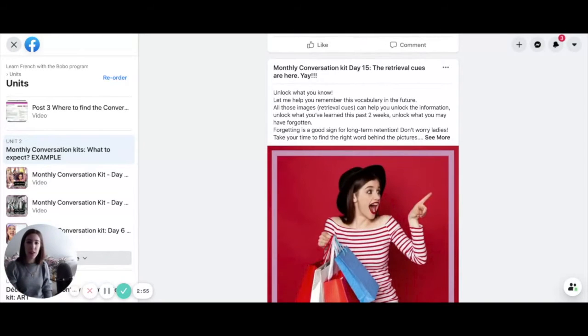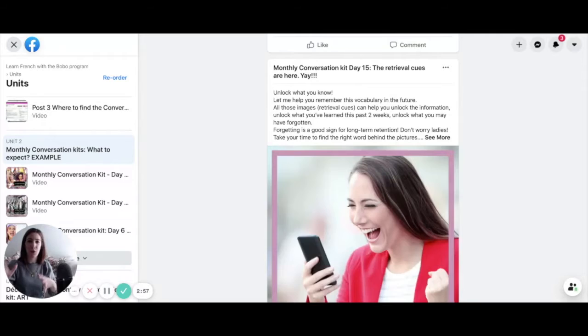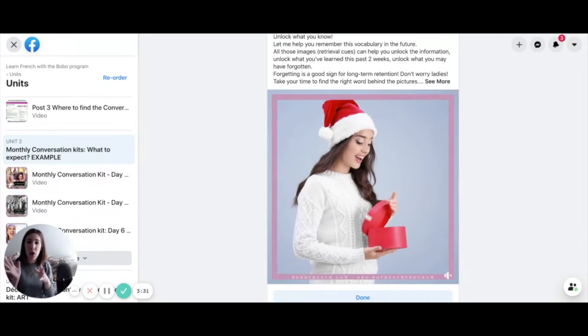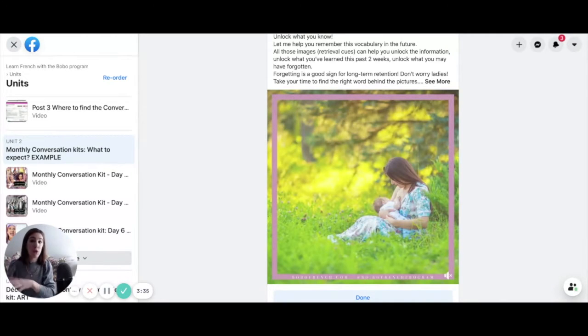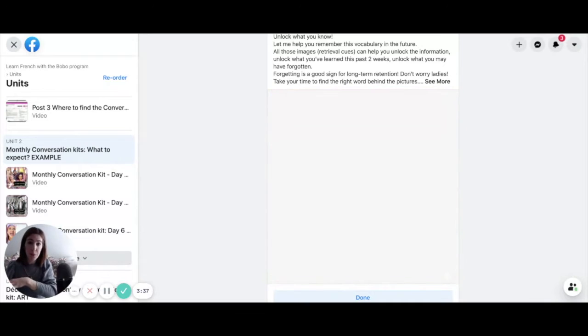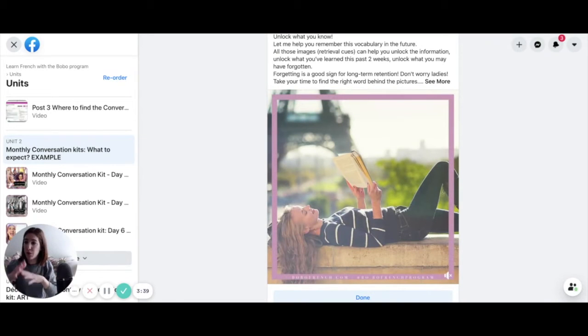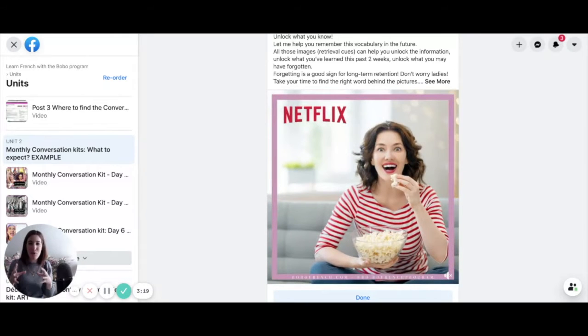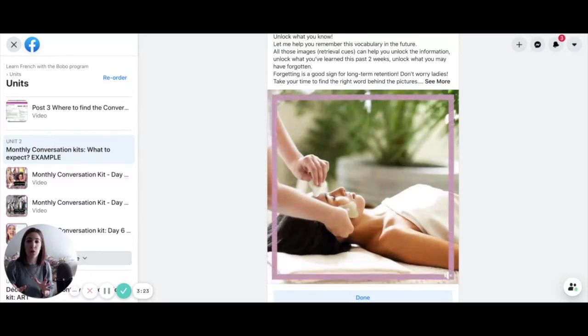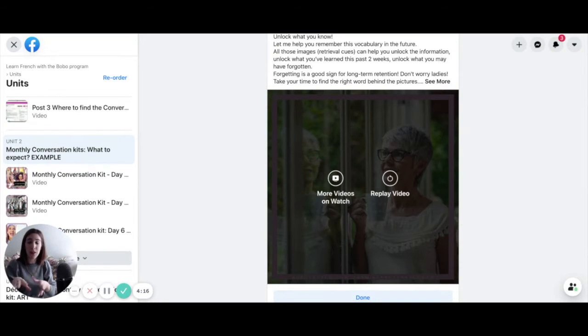On day 15, I give you the retrieval cues. The retrieval cues are here to help you retrieve what you've learned from day 1 in a different context, in a different life situation. C'est toujours pour travailler le même vocabulaire, mais avec des photos complètement différentes. So you can use everything you learn in a different context. Sorry, I go back and forth French and English.